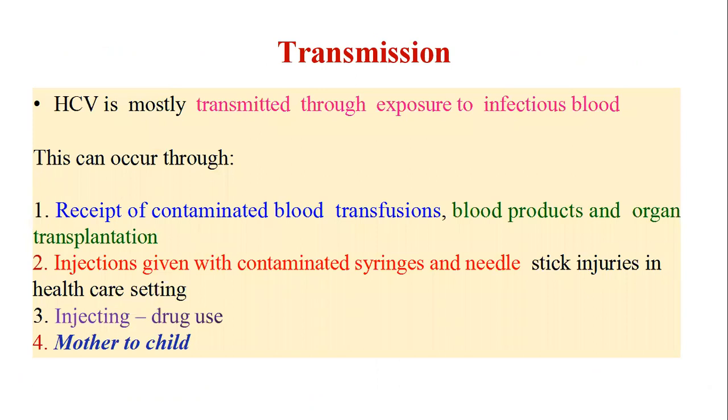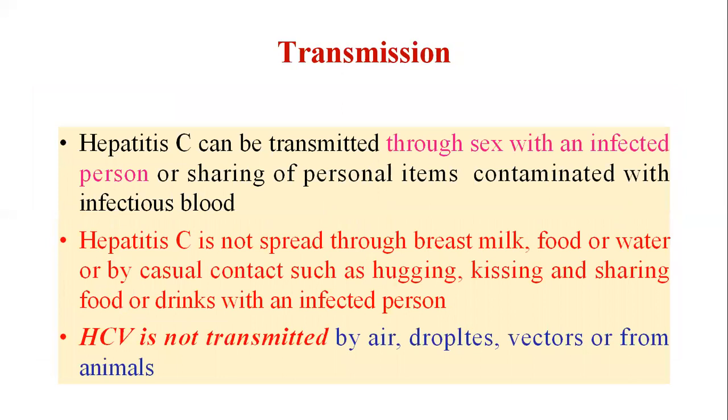Now the question is how they transmit. Particularly, they transmit through blood-to-blood contact. What are the routes? Recipients of contaminated blood transfusions, blood products or organ transplantation, injections given with a contaminated syringe or needle, drug abuse, and then mother to child. These are the routes. Hepatitis C virus can also be transmitted through sex with an infected person or sharing personal items contaminated with infectious blood. So it's a blood-to-blood contact.